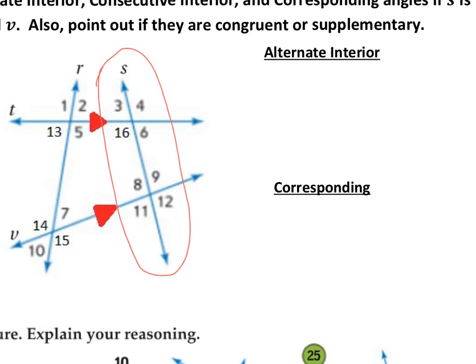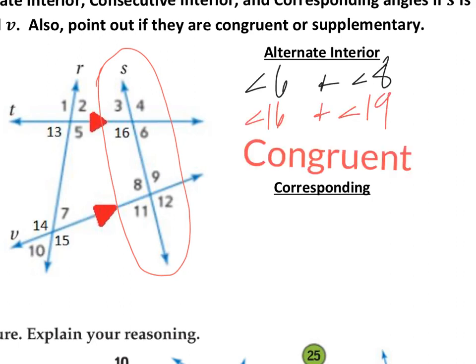So my alternate interior angles are going to be 16 and 9 and 6 and 8, and they're going to be congruent. And lastly, I'll talk about my corresponding angles, which are also congruent. If you want, I can drop in that label right now. But what are my corresponding angles? Remember, they've got to go one outside, one inside. So 3 to 8, 4 to 9. They're not skipping over the transversal, so 4 and 8 are not corresponding angles.